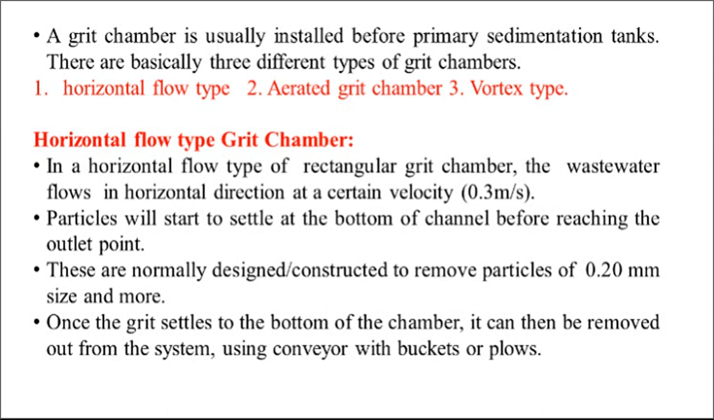The velocity is generally in the range of 0.3 meter per second. Particles will start to settle at the bottom of the grit chamber or channel before reaching the outlet point. These are normally designed or constructed to remove particles of 0.2 mm size and more. Once the grit settles at the bottom of the grit chamber, it can then be removed from the system using conveyors and buckets or plows.